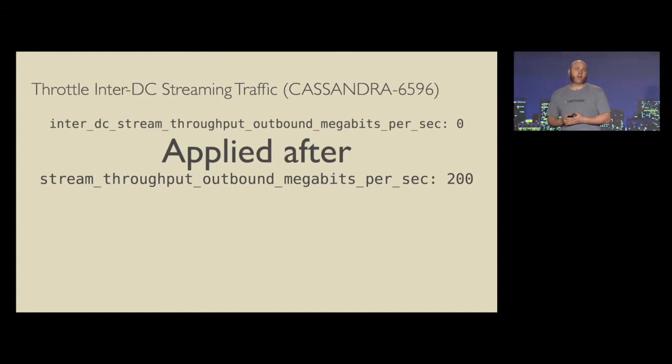We don't want that to go as fast as possible because that will saturate the network for the sending node. So we have a default stream throughput outbound of 200 megabits. Now there's an inter-DC streaming throughput. This is applied after the first throttle. So you can say, have a maximum of 200 megabits outbound for streaming, and of that use no more than 50 megabits for inter-DC traffic because my WAN is not really up to the challenge.